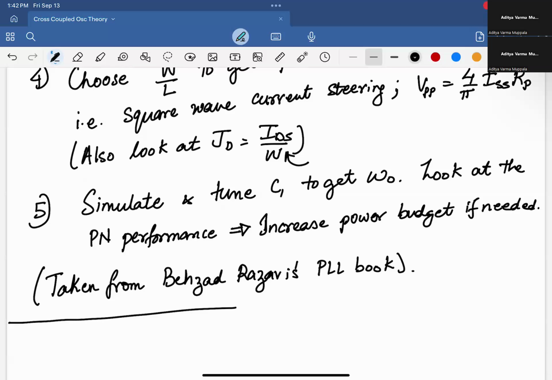In the next video, what we'll do is we will employ this procedure to design a 10 gigahertz cross-coupled oscillator and tune it, get the right performance. And then from there, we'll go ahead and see how to simulate its ISF and see what the ISF looks like. And we'll also look at cyclostationary ISF. So those are the 3 videos that are going to come up after this.